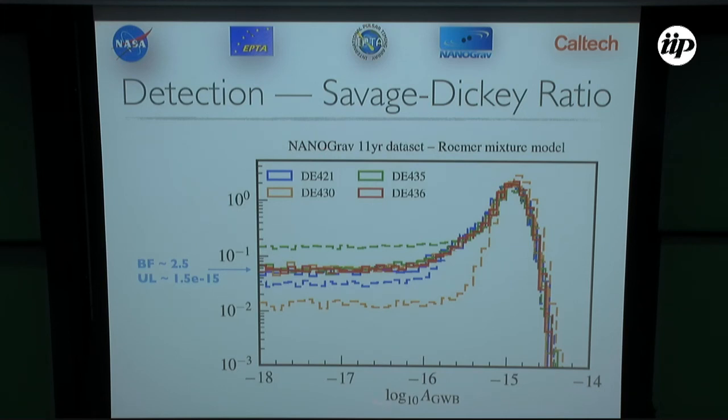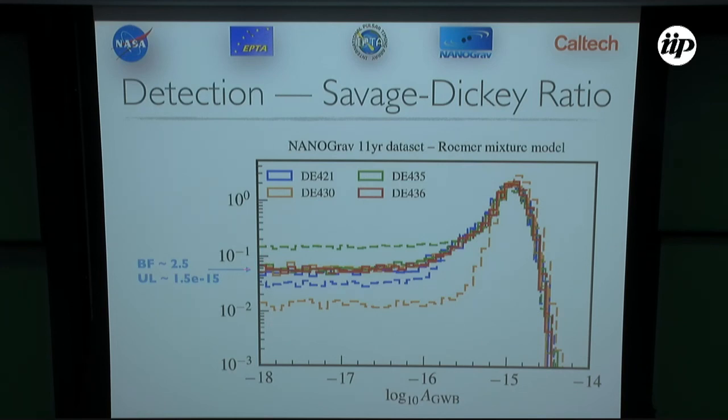This is an example just of doing an analysis of the NANOGrav 11-year data set. This is the amplitude of the gravitational wave background in log space. I've fixed the spectral slope of the background to be minus 2/3 for a population of circular gravitational wave-driven binaries. And then this is the analysis done under different versions of the JPL model for the solar system ephemeris. There are lots and lots of variations in this, and that's why we're exploring this. But basically, we can make this kind of posterior PDF plot and then look at the low amplitude bins and get from that an estimate of the Savage-Dickey Bayes factor.